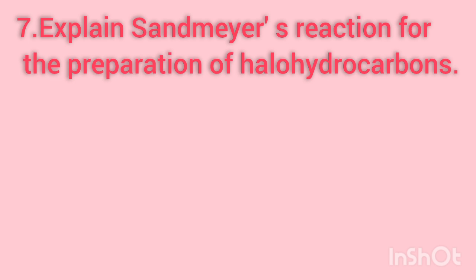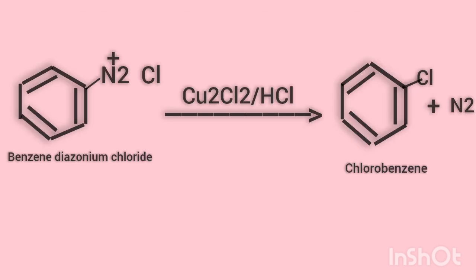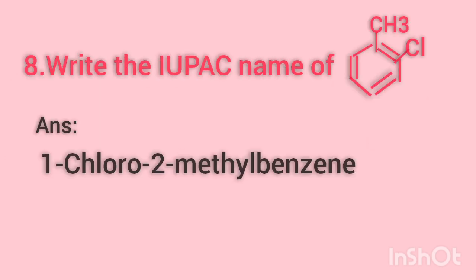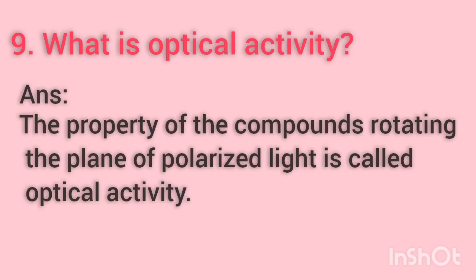Seventh question. Explain Sandmeyer's reaction for the preparation of halohydrocarbons. Answer. It is the conversion of diazonium salt of aromatic hydrocarbon into halohydrocarbon in the presence of cuprous halide. Look at the equation of the reaction. Eighth question. Write the IUPAC name of the given compound and it is 1-chloro-2-methylbenzene.